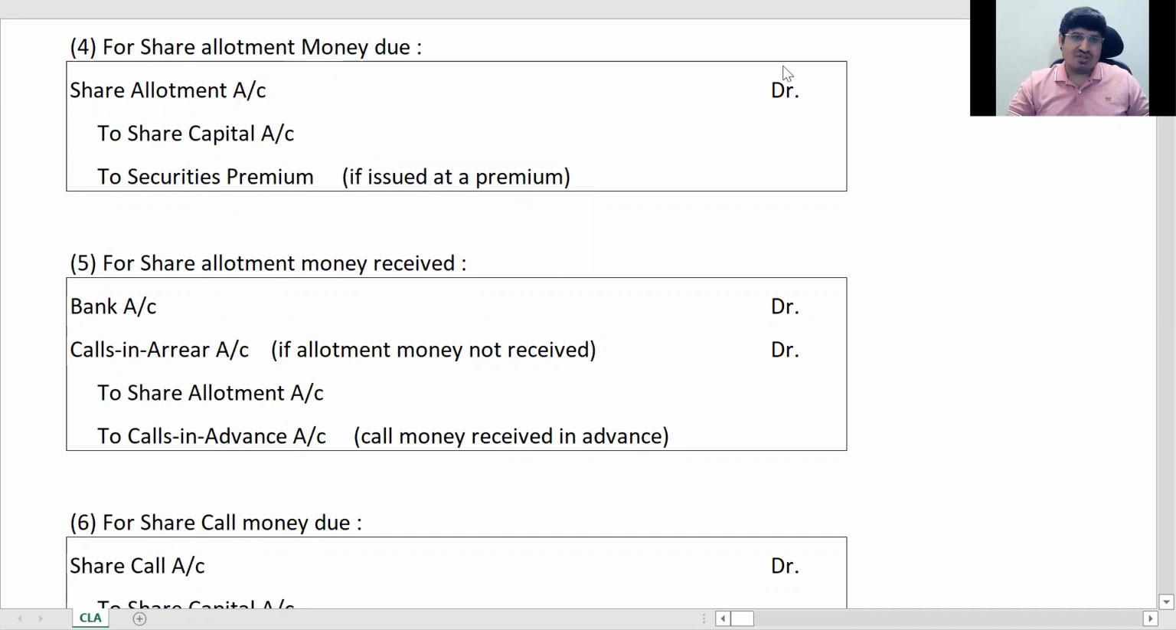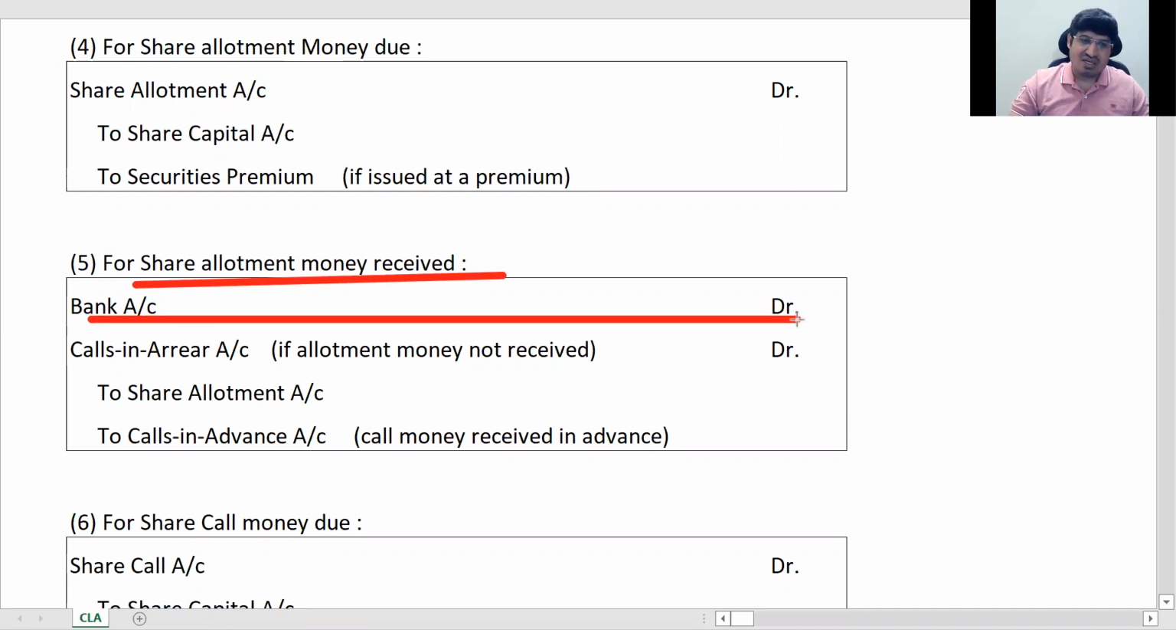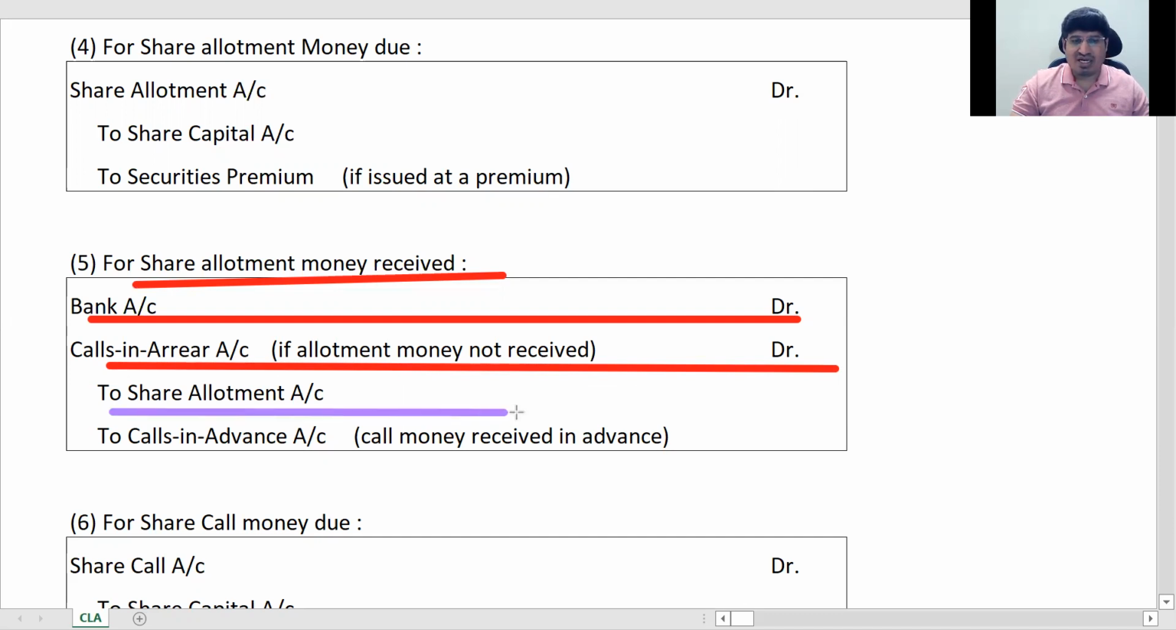So when this is done, then receipt of allotment. Bank account will be debited always when money is received. If some person has not paid, in the example we saw that one person for 2.5 rupees did not pay allotment, correct? We had seen in one example. So what he did not pay, you will write here. And the share allotment will be credited by the total money. So this will close your share allotment account.